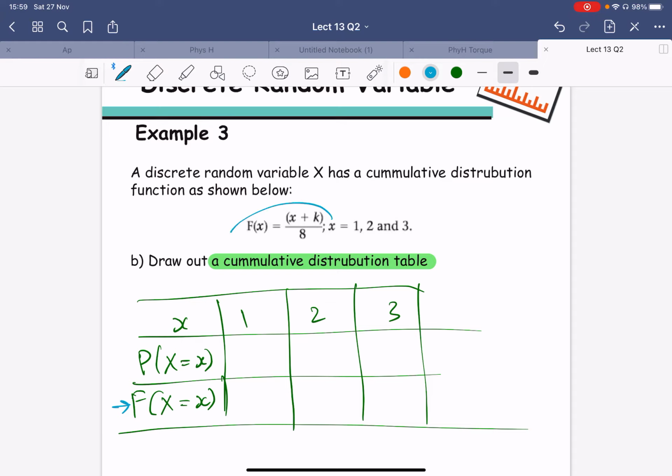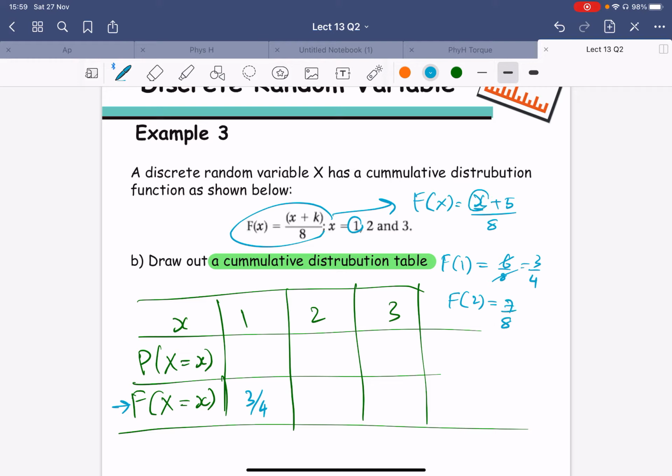Since the function is big F of x equals x plus k over 8, and we found k to be 5, now let's put 1 in here. F of 1, I will get 6 over 8, which if you simplify is 3 over 4. So you write here 3 over 4. Next, f of 2. You put 2 in here. 2 plus 5 is 7. 7 over 8. So I'm just going to write here 7 over 8.